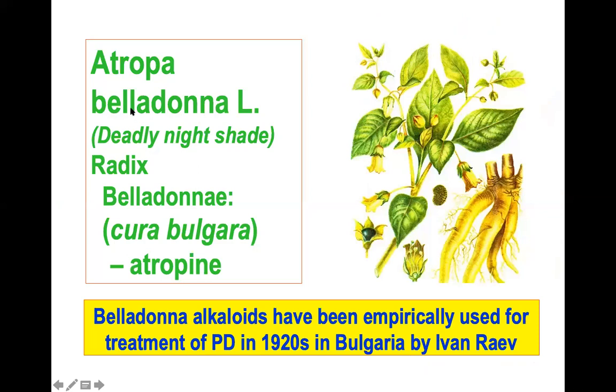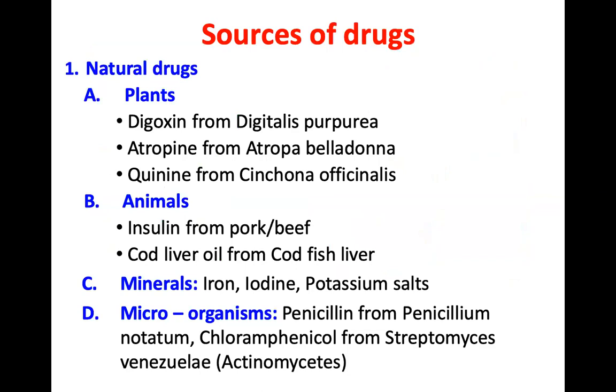Then it was Atropa belladonna, the plant from which atropine was derived. Atropine previously was being used for the treatment of Parkinson's disease in the 1920s in Bulgaria by Ivan Raeff. So later on, atropine came into use for the treatment of various other disease conditions.